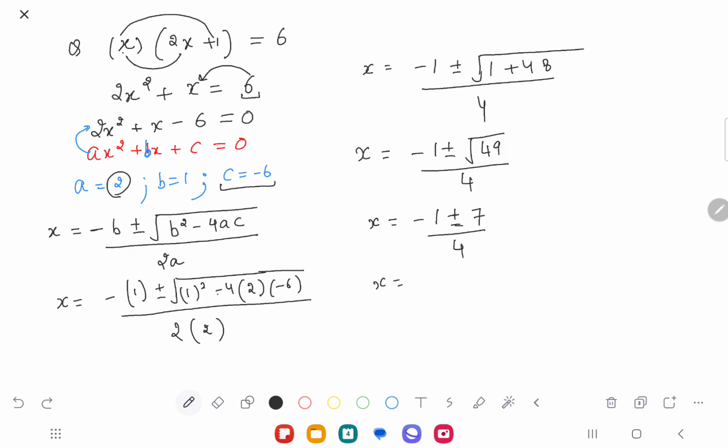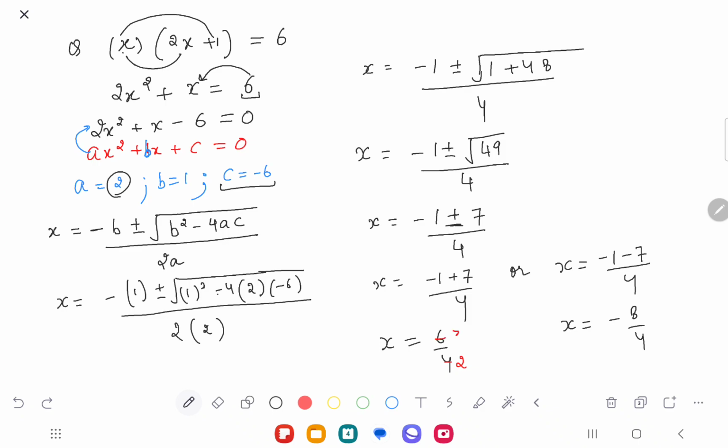So x shall become what? Minus 1 plus 7 over 4 once you take plus between the two. Because you cannot do the two operations at the same time. Either you can add or you can subtract. So you will have either this, or the value of x would be minus 1 minus 7 over 4. So you will have x equals 6 over 4, or you will have x equals minus 8 over 4. Do you understand?